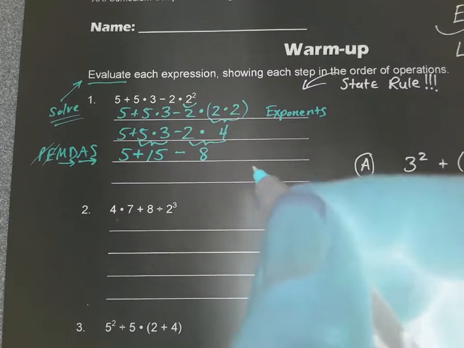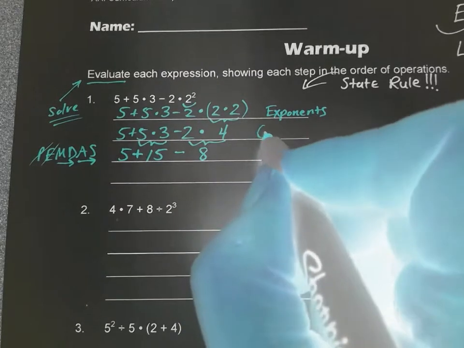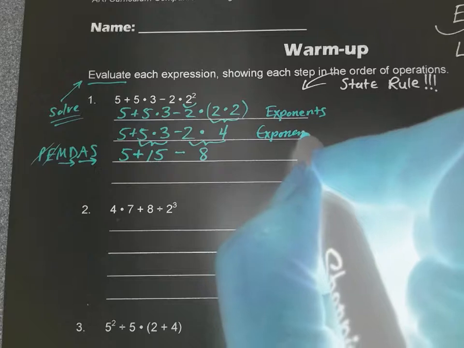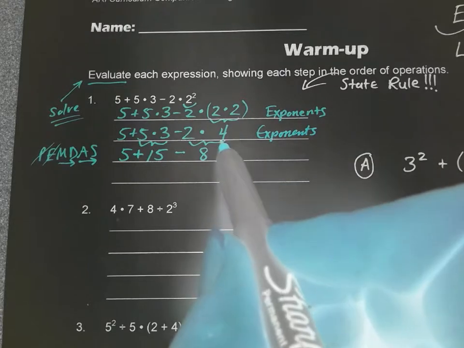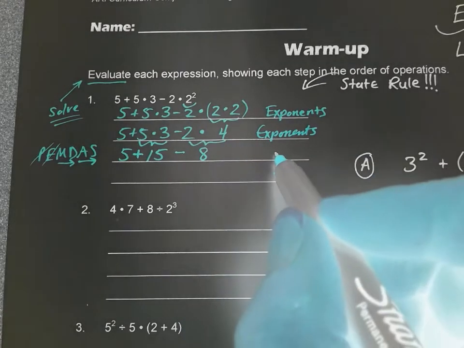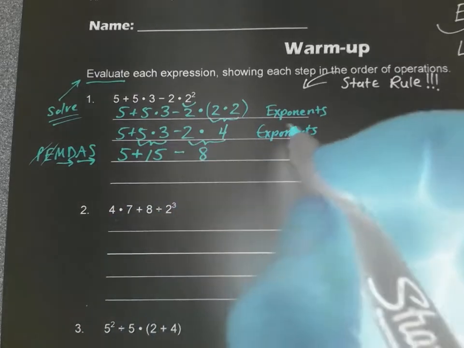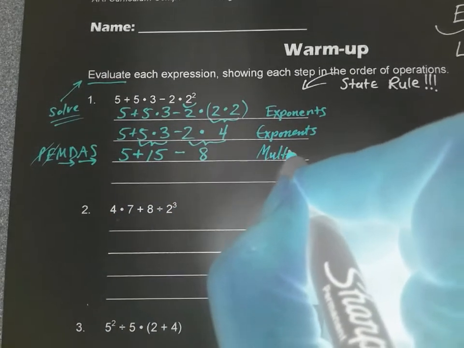What rule did I really just use here? Again, we were looking at exponents on that second line. I was simplifying exponents. That's where that 4 came from. And this next one, well, I just drew braces or brackets around the multiplication. So we multiplied.